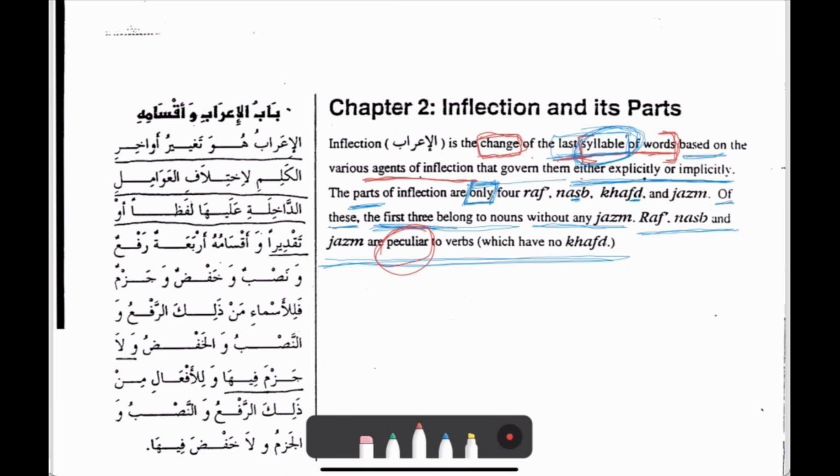Hey, now something just occurred to me. So rafa', for example, why do you call it rafa'? Because it is the highest level of i'rab. So there's meaning there. Jar, some of them said it's called jar because it pulls the meaning of the verb to the noun. Jar means to drag or pull.